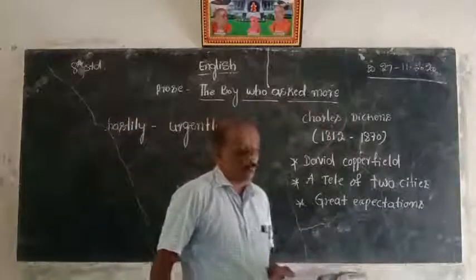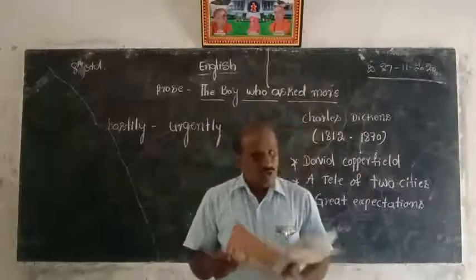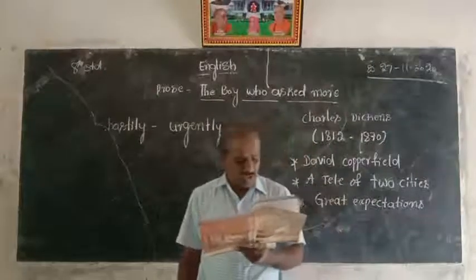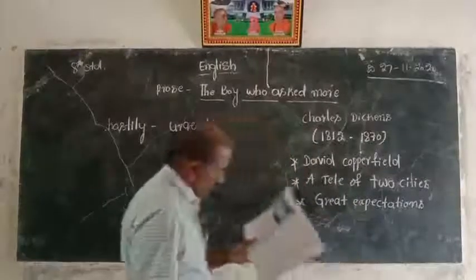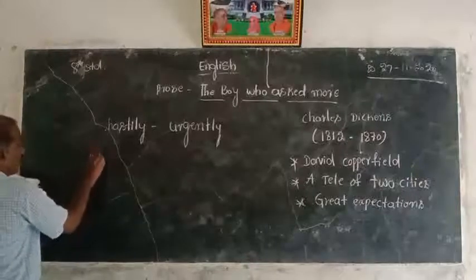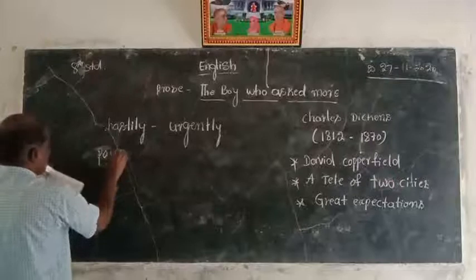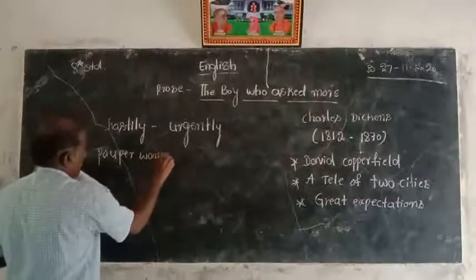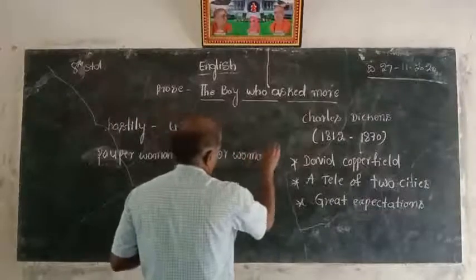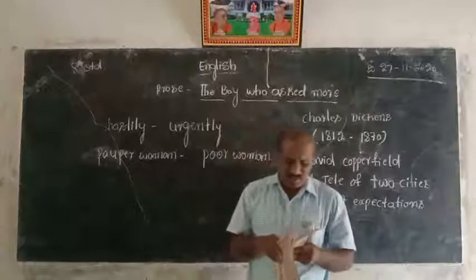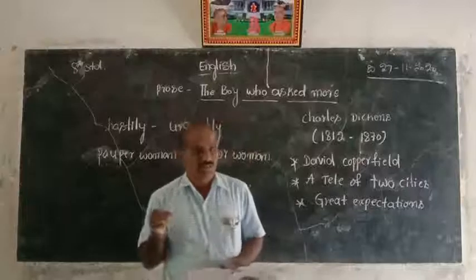So Oliver's birth was attended by a hastily called doctor and by an old pauper woman. Pauper means poor. Pauper woman means poor woman.